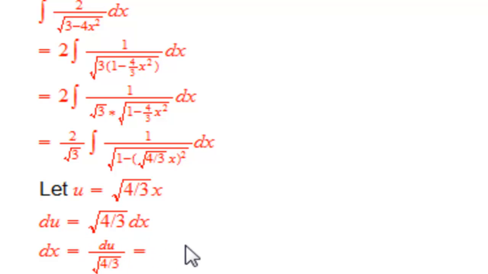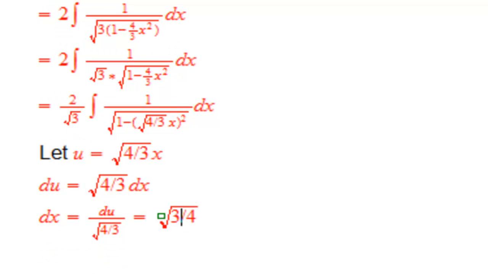Now, if I have du divided by the square root of 4/3, dividing by the square root of 4/3 is the same as multiplying by the square root of 3/4. So I'm going to do that. I'm going to multiply by the square root of 3/4. That'll end up canceling out for us really nicely. Okay, so now we're going to plug back in to our integral here.